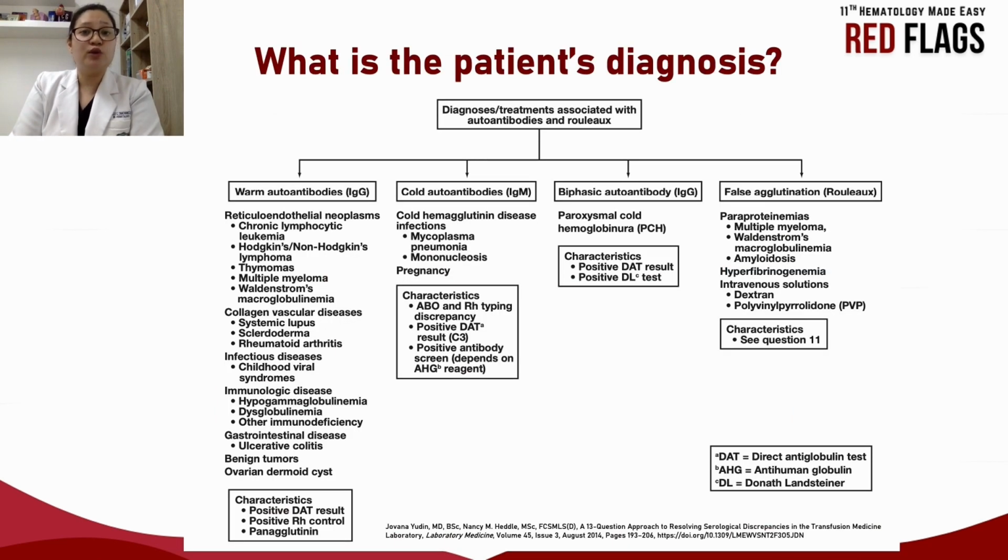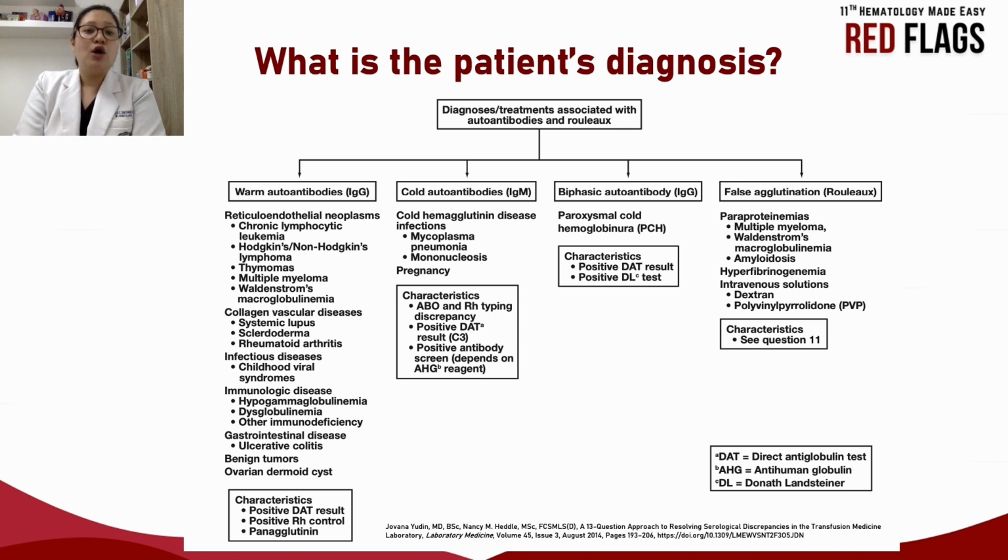It is helpful to know the diagnosis for the patient because certain serological problems are more common with particular diseases. Warm autoantibodies are typically immunoglobulin G antibodies that may be primary or may be secondary to underlying disease states such as lymphoproliferative diseases or in collagen vascular diseases. Typical features of warm autoantibodies include a positive DAT, positive Rh control, and in most cases, a positive antibody screening result.